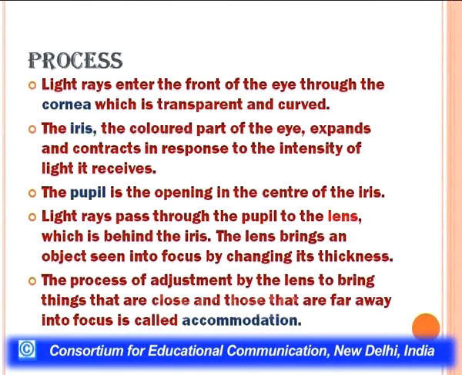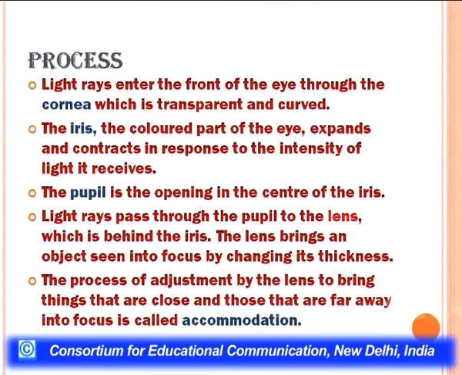So, in the process, light rays enter the front of the eye through the cornea, which is transparent and curved. Then the iris, the colored part of the eye, expands and contracts in response to the intensity of light it receives. So you will always feel that when there is very bright light, we try to shut our eyes because the iris controls the opening and closing of the eye. Then the pupil is the opening in the center of the iris. Light rays pass through the pupil to the lens, which is behind the iris. The lens brings an object seen into focus by changing its thickness. So the lens also plays a very important role because it brings the object into focus.